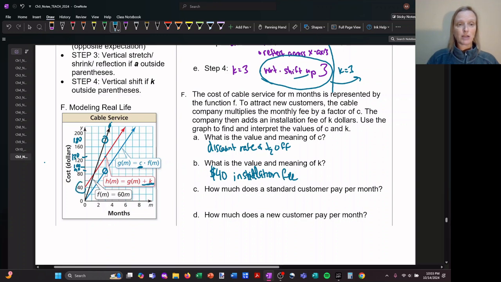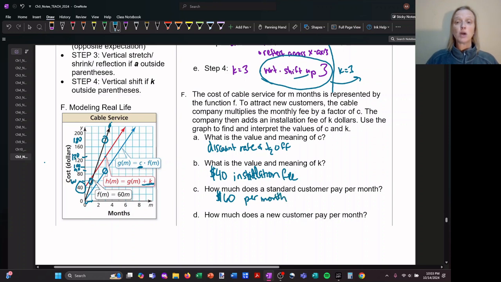And if we backtrack to the beginning of the red line, we see that even if the person gets 0 months of cable, they still have to pay that $40 fee up front because that's that upfront installation charge. How much does a standard customer pay per month? We're basically asking what's the slope of the black line? Because then every 1 month, how much does that line go up? Well, when we go over to the right 1 month, we go up to the 60 mark. So the regular customer seems to be paying $60 per month.